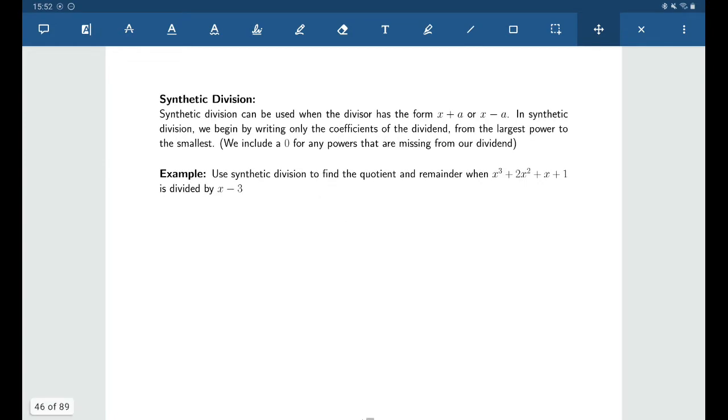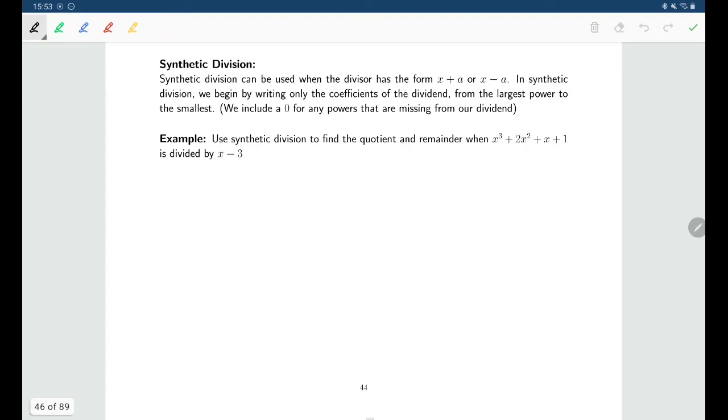Now, in the case where you're dividing by something that's linear, something that's just x plus a number or just x minus a number, then synthetic division will be a much faster approach to finding your quotient and finding your remainder. So the way that we set up synthetic division is like this.